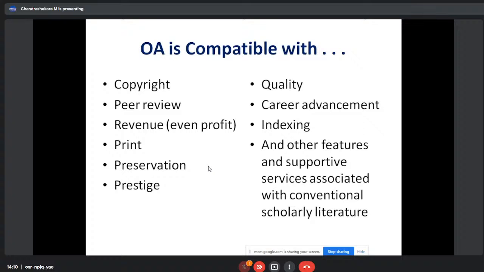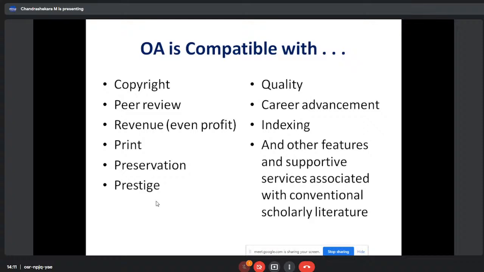And sometimes the quality is also no problem, because if it is a good reputed journal, then we can see the quality, and it will be helpful for many other things, like career advancement. If you are going for promotions or applying for a new job, the institution will consider whether your publications are published in reputed journals. Okay, indexing, that also we can get. It may be indexed in either Web of Science or Scopus or others, and ranking, all this you can see. So indexing is more important many times, if it is indexed in either Web of Science or Scopus, then we can consider it a good journal. Okay, this is what we are considering. And other features and supportive services associated with conventional scholarly literature will continue here also in open access.